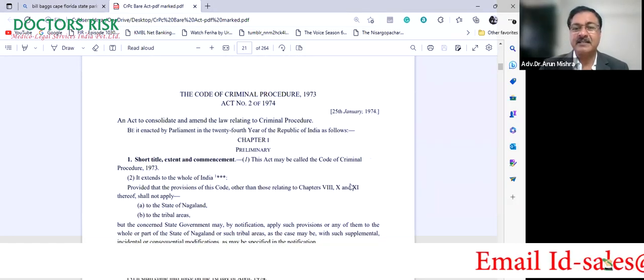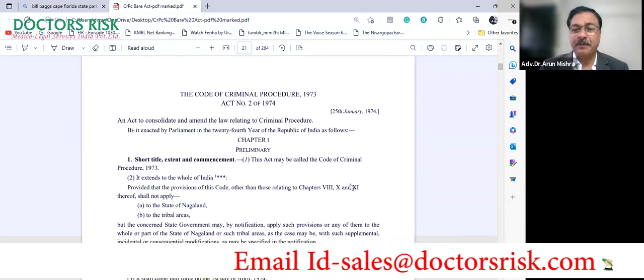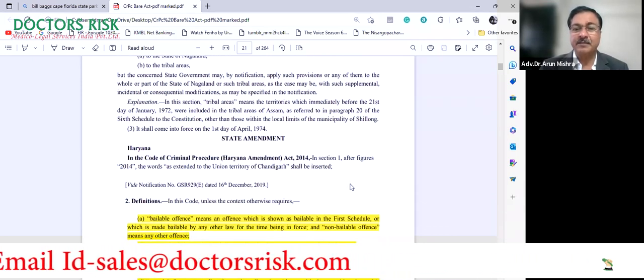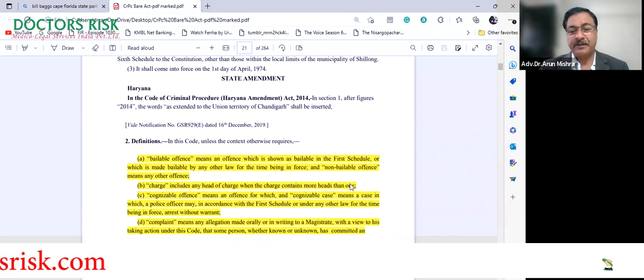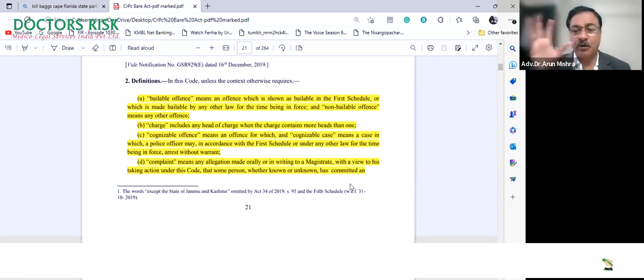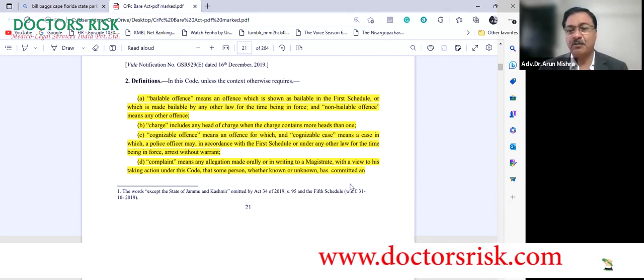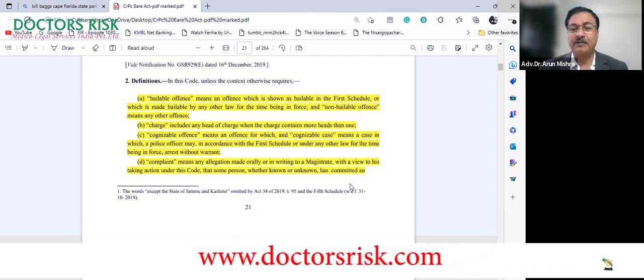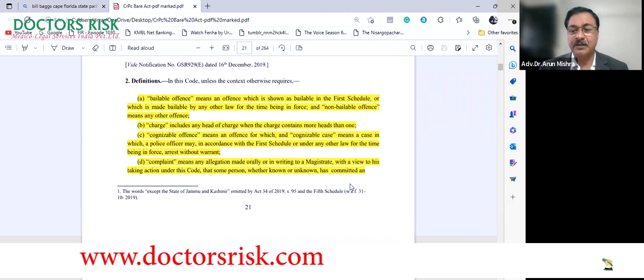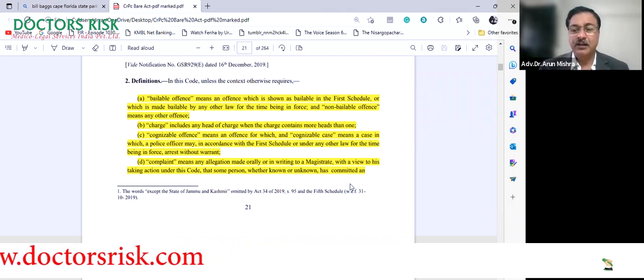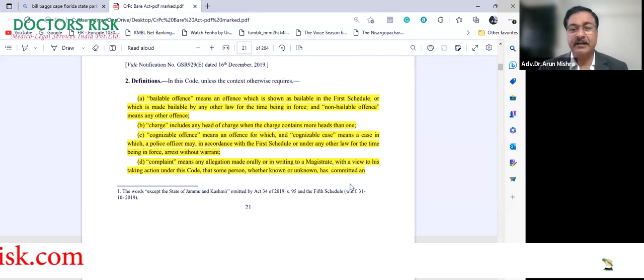So let us understand the CrPC, which was enacted by Parliament in 1973, because it governs the complete criminal procedure. Many of the words coined across criminal practice are part and parcel of this CrPC, like bailable offense, non-bailable offense, compoundable offense, non-compoundable offense. The words non-cognizable offense and cognizable offense, you have commonly heard. Try to understand the meaning of all this so that you can really guide your client in need whenever it comes. So a bailable offense means an offense which is shown as bailable in the First Schedule.